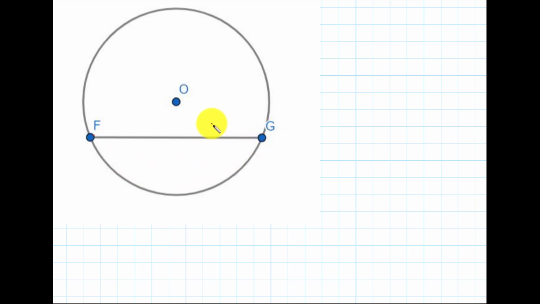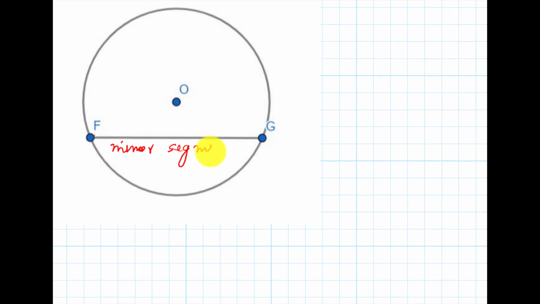This chord FG divides the circle in 2 parts. This is the smaller part and this is the bigger part. Each part is called a segment. The smaller part is called the minor segment and the bigger part is called the major segment.